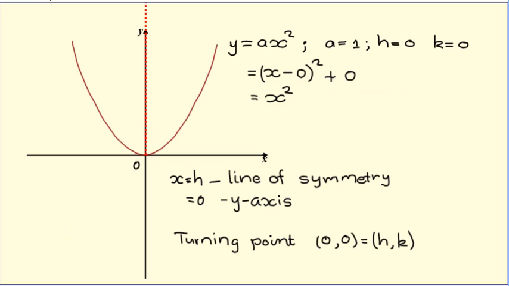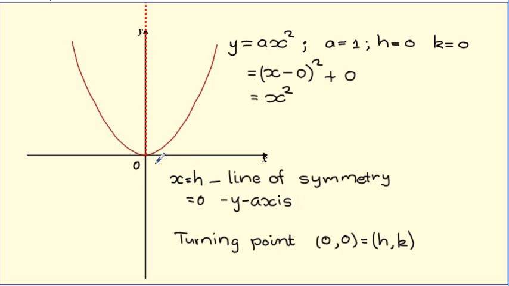Then moving forward, we would like to see the effect of h, and let us see the effect of k. So now notice that if we take this graph and set a equals 1, h equal to 0, and k equal to 0, this expression we can write as (x minus 0) squared plus 0 for k, which reduces to x squared, which is our standard graph. And you can see there x equals h is the line of symmetry. In this case, when the graph is like this, it is x equals 0, which is actually the y-axis.